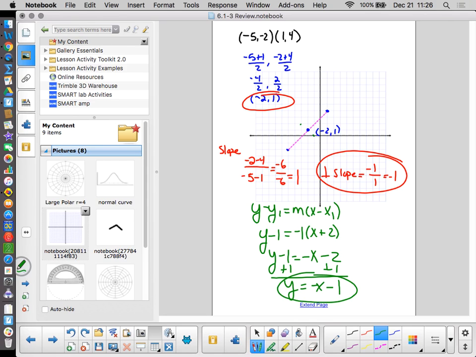If you're fuzzy on this whole process of finding the equation of a line, you need to go back and review some stuff from Chapter 3. That's where we did it, or from algebra. Because essentially, we're finding the equation of that line right there. That's what we're finding. And that's the exact equation. So you need 3 formulas here. You need a midpoint, slope, and equation of a line to solve that problem.